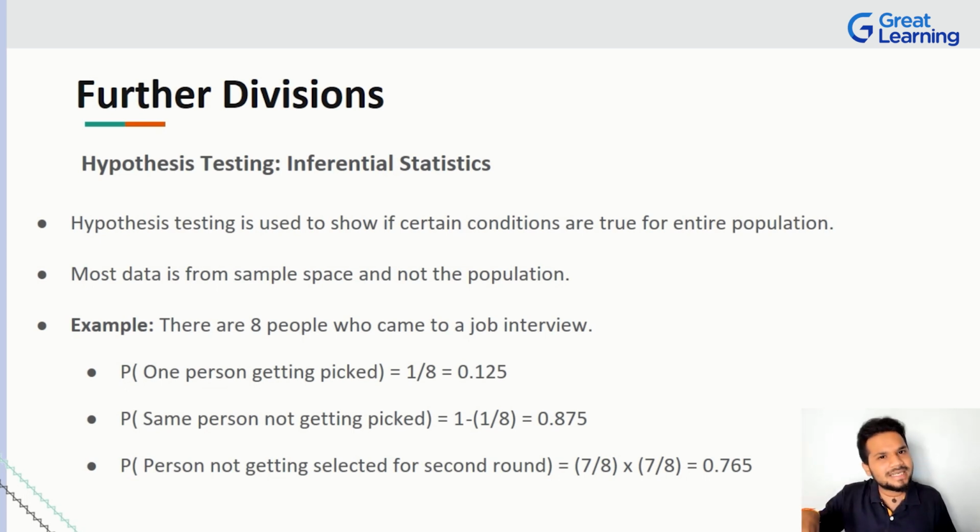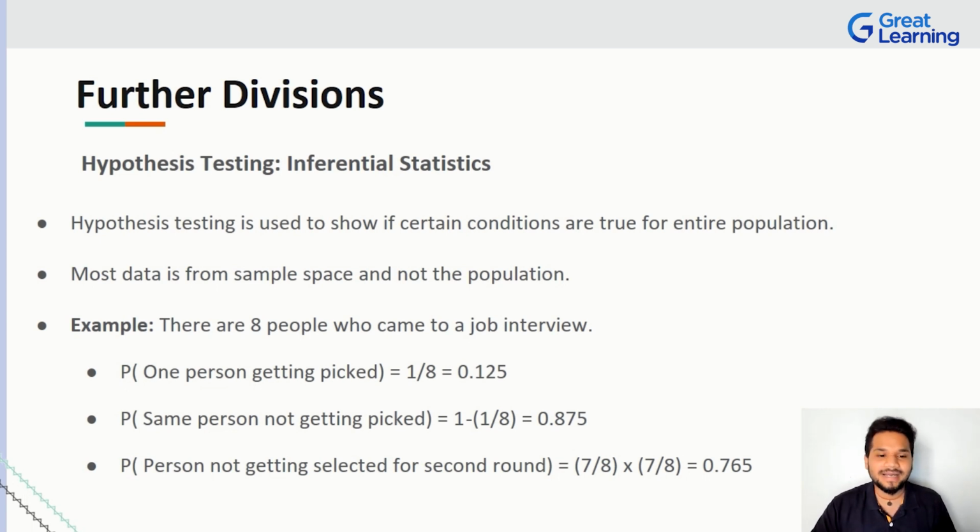But what if the person gets picked for the first round, but eventually doesn't make it to the second round, right? So when a person makes it to the first round and doesn't make it to the second round, we have to consider the case of this person not getting picked later on, right? Getting picked once, not getting picked later. So it's basically 7 by 8. 1 minus 1 by 8 is nothing but 7 by 8.